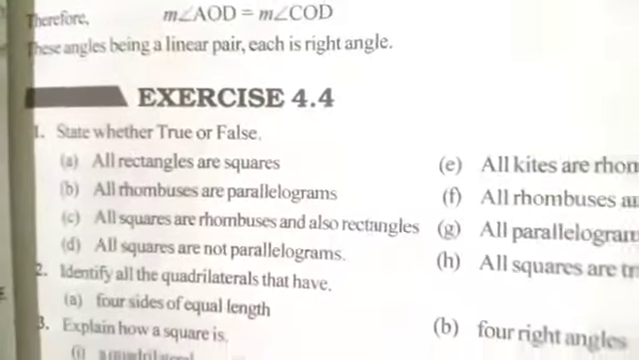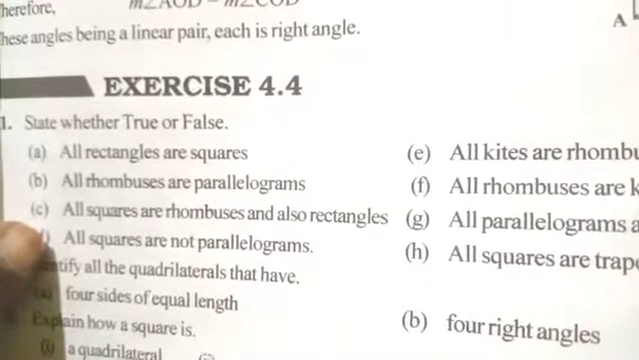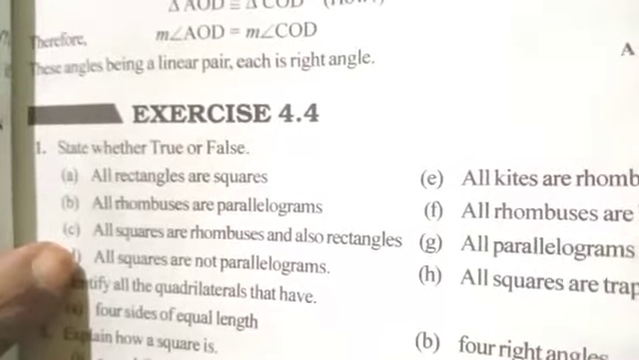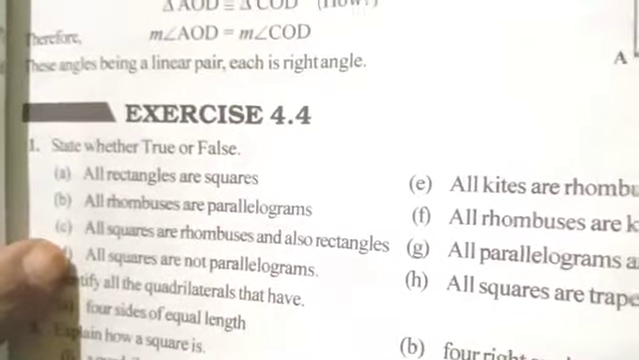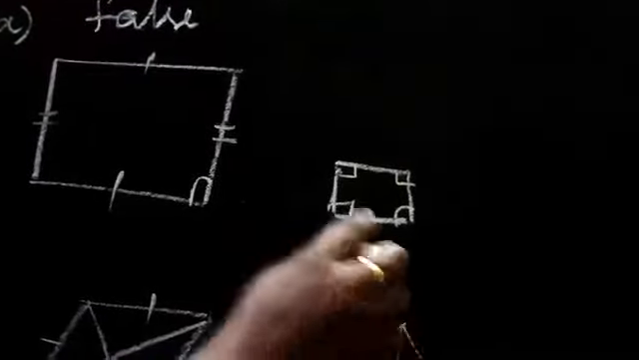Second one is true. Third one is all squares are rhombus and also rectangles. A square can be called a rectangle because the angles are also the same. Angles are 90 degrees and opposite sides are equal and parallel. C1 we can tell is true.